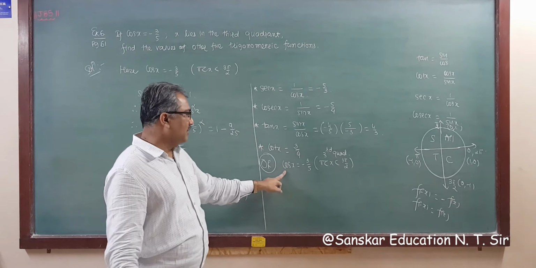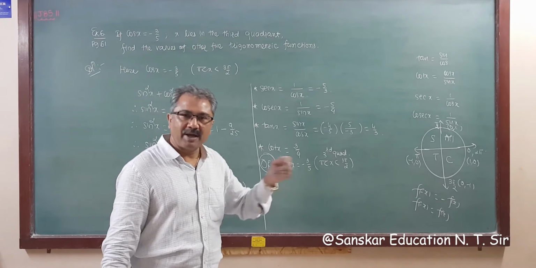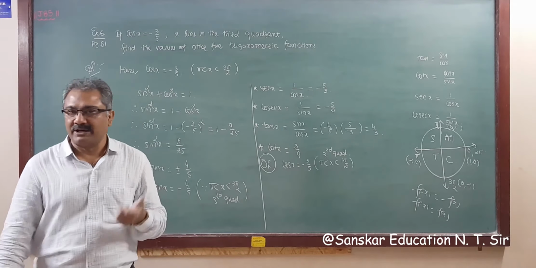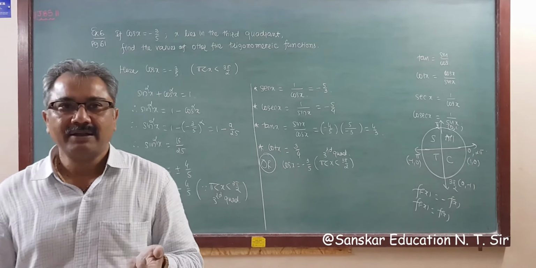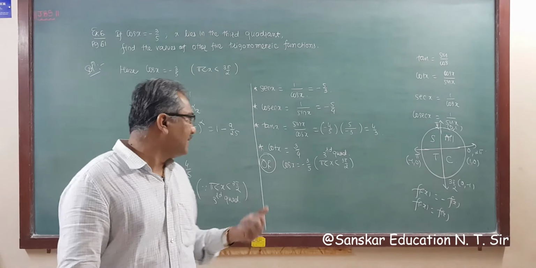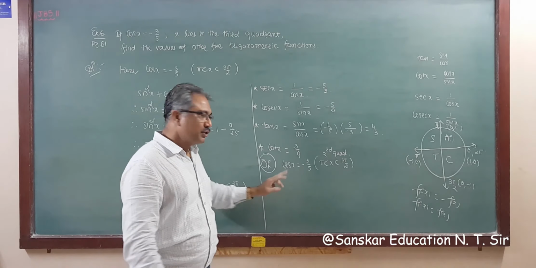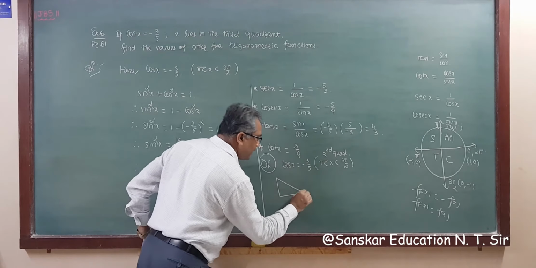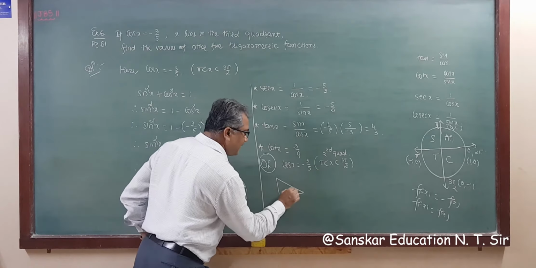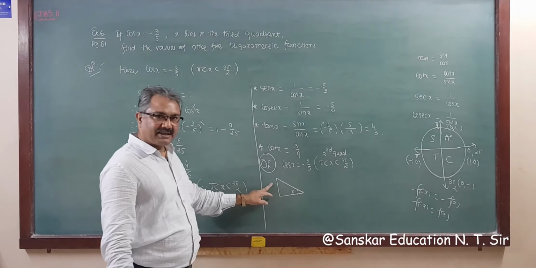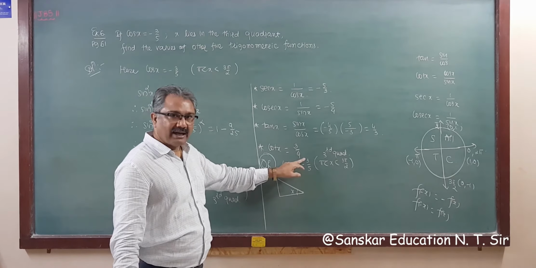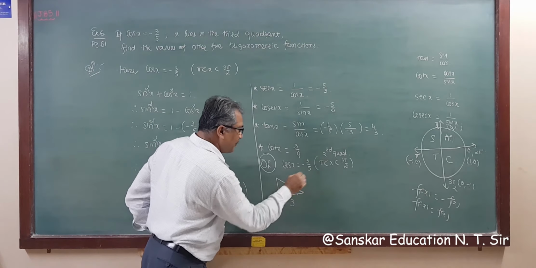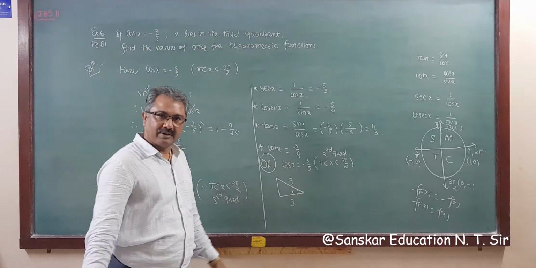So what is given? cos x, pi to 3 pi by 2, that is in the third quadrant, right? Now in the third quadrant, cos is negative. So draw a triangle. I am drawing a triangle here, right? Suppose this is my angle x, then this is the opposite side. Now cos is adjacent upon hypotenuse. So adjacent is 3 and hypotenuse is 5, right?